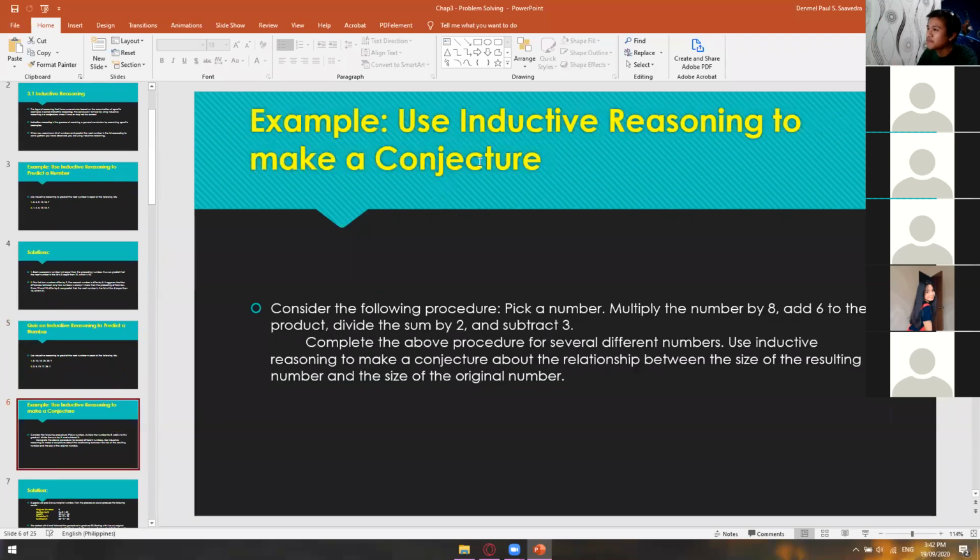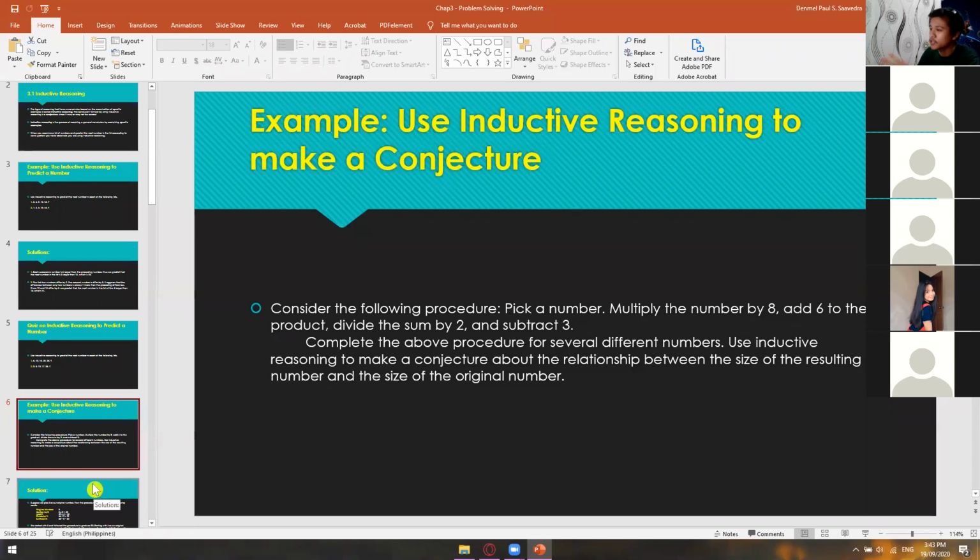So, another example is use inductive reasoning to make a conjecture. Consider the following procedure. Pick a number, multiply the number by 8, add 6 to the product, divide the sum by 2, and subtract 3. Complete the above procedure for several different numbers. Use inductive reasoning to make a conjecture about the relationship between the size of the resulting number and the size of the original number.